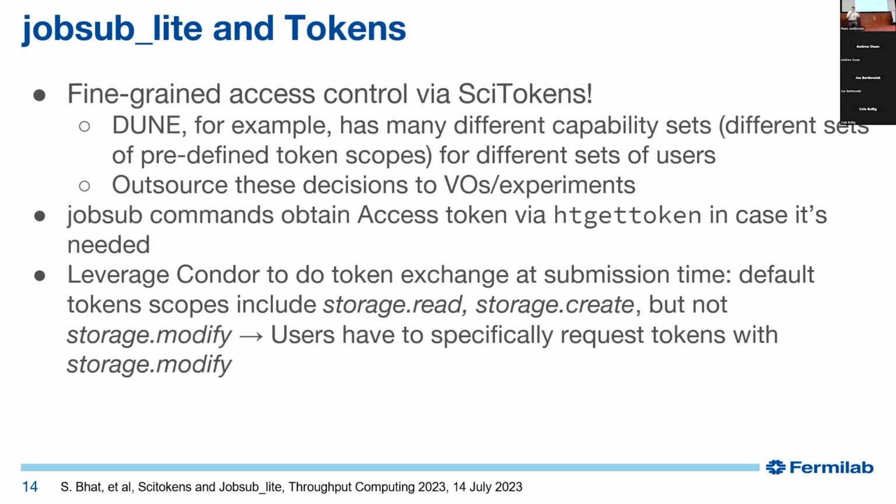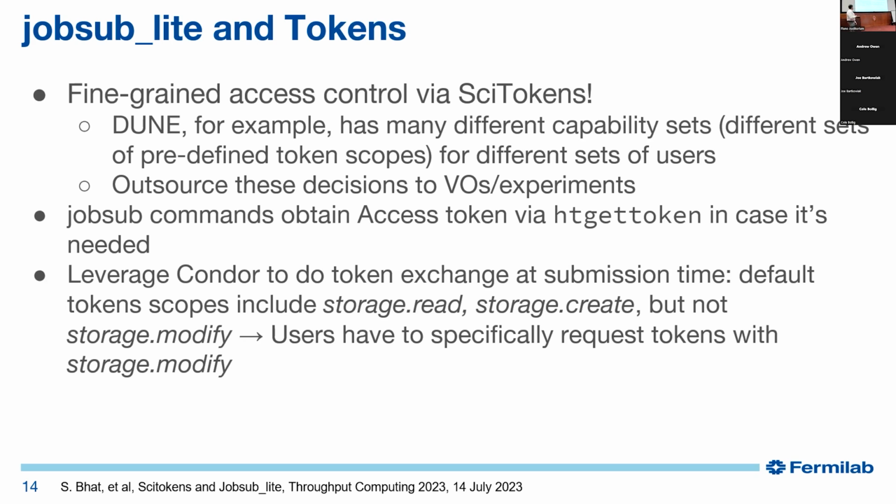A little bit of token nitty-gritty here. For those of you who don't know, there are two scopes, and I'm going to give them as examples here: storage.read and storage.create. What that means is that for a particular storage element, if you're looking at a particular path, you can read from that path, hence read, and you can create files at that path. In Jobsub Lite, our default mode, the default tokens that we give the user have just those two, along with the various other compute scopes and things like that.